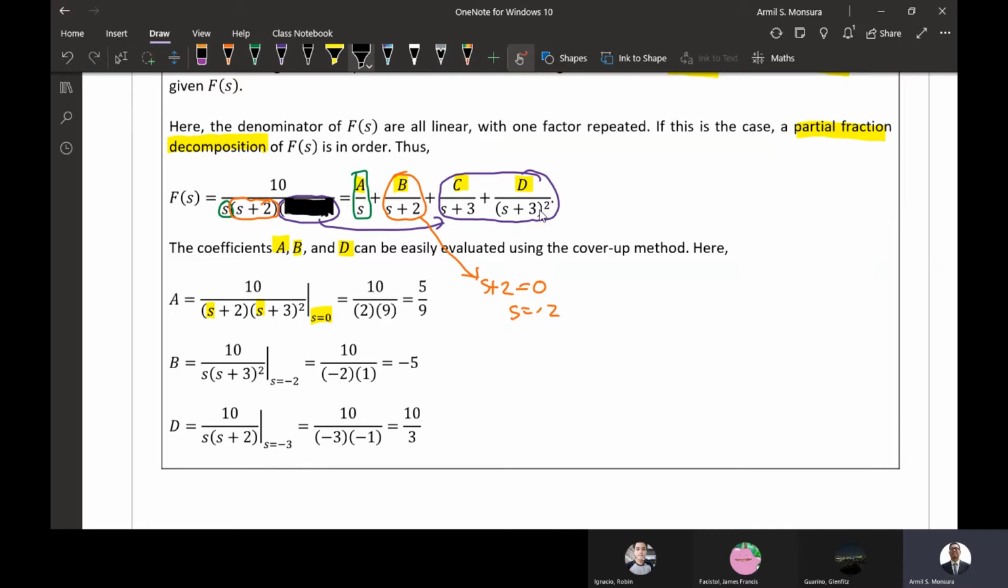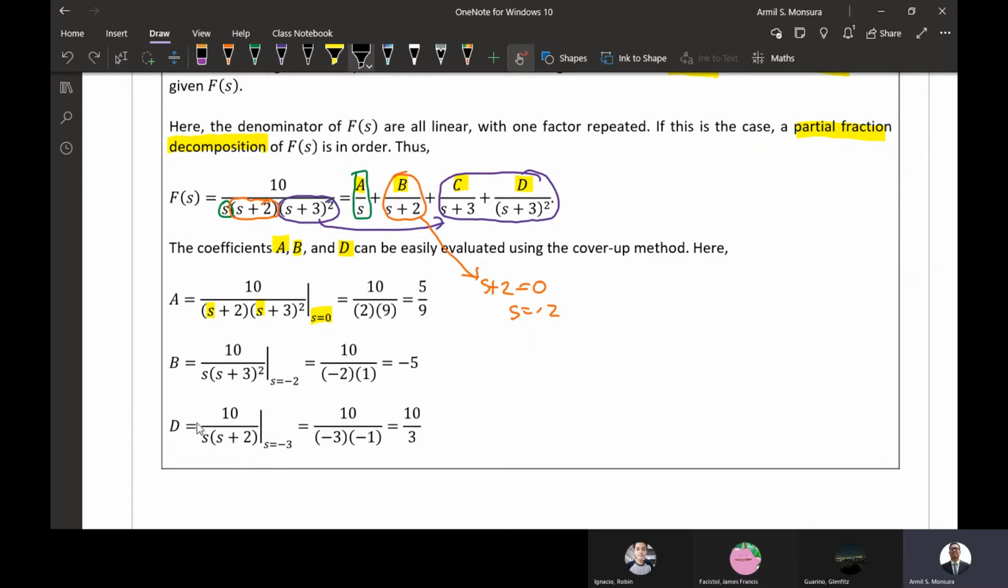Again, i-equate nyo sa 0 yung S plus 3 squared, then solve for S, para makuha nyo yung root niya. So, doing that, you'll have 10 over, yung S is negative 3. Tapos, yung negative 3 plus 2 is negative 1. So, 10 over 3. Okay?